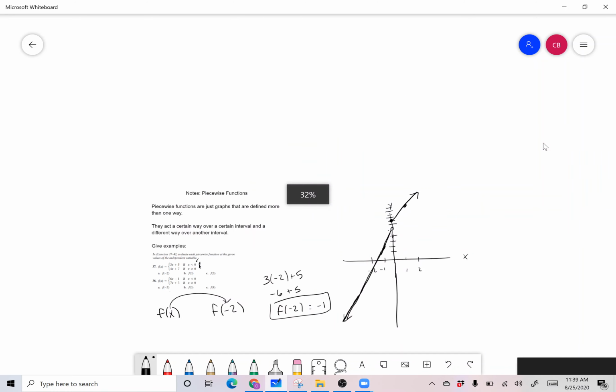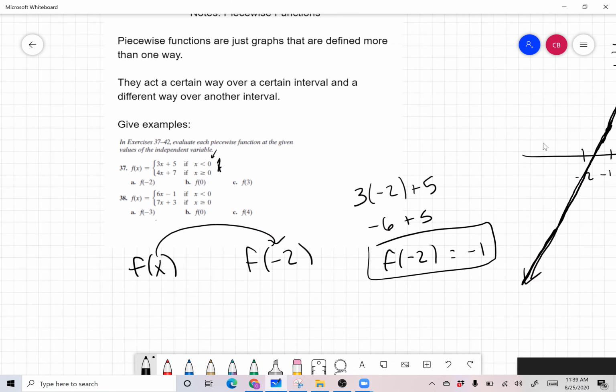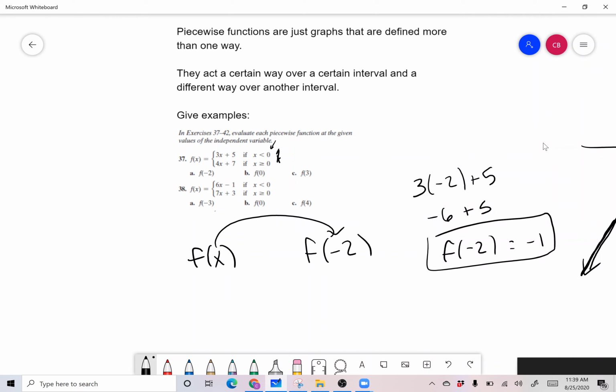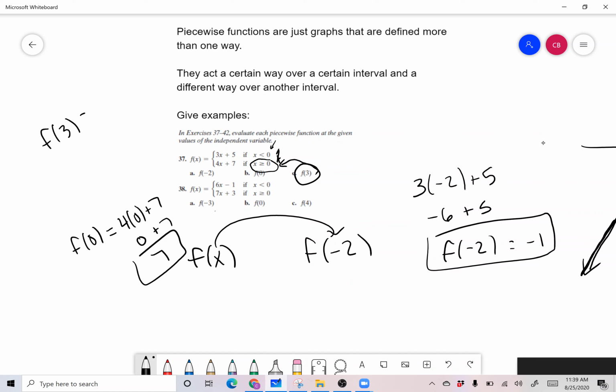Okay. If I do f of 0 now, which interval does that fall into? Well, 0 is not less than 0, so it's not that one. It must be this one. f of 0 is equal to 4 times 0 plus 7, which is 0 plus 7, which is 7. So that's that one, and then f of 3 is also going to fall into the second equation because 3 is greater than 0. We're looking at the intervals. And so f of 3 is equal to 4 times 3, which is 12 plus 7, which is 19.